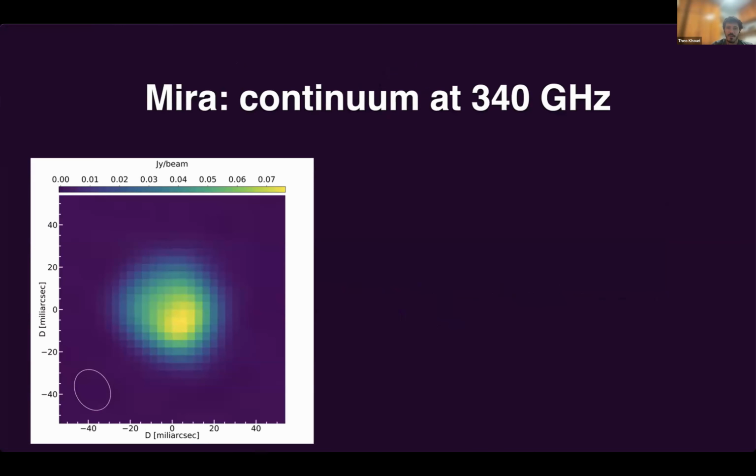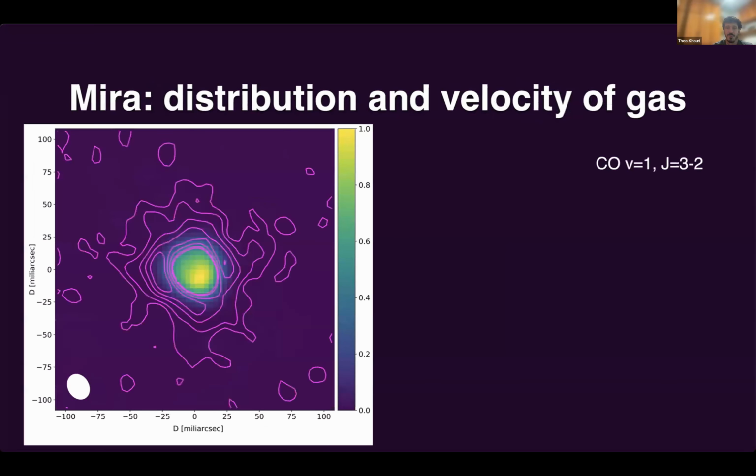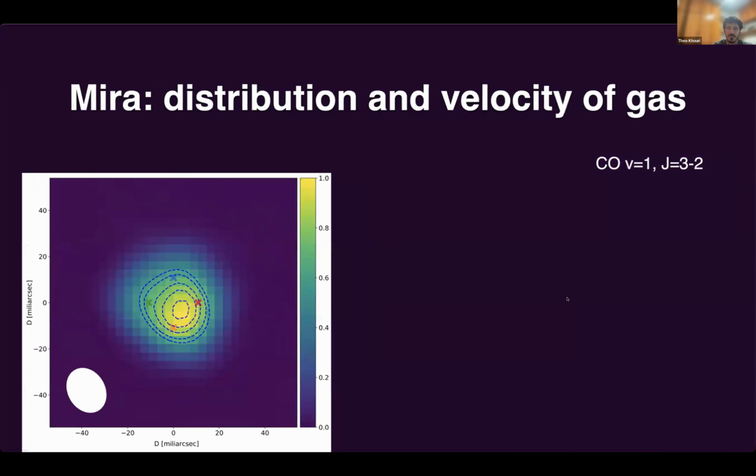So this is Mira, seen at 340 gigahertz, and you see that the first thing that is interesting is that the star is not symmetric. We see there's more emission coming from this bottom part here. And I'm going to show again this vibrationally excited CO line. And so we see an emission from around the star and an absorption towards the star.